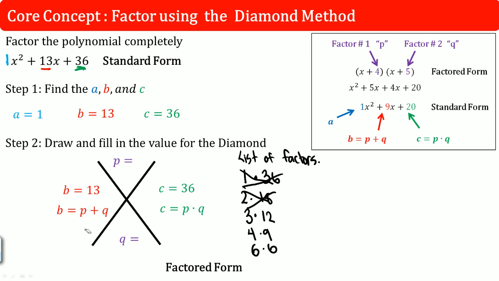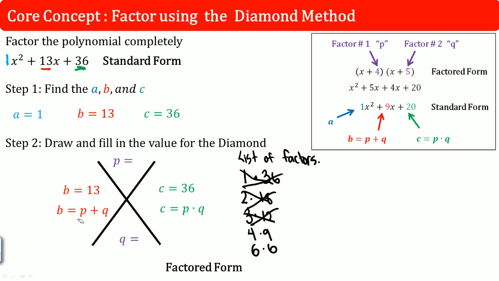Then we go to 3 times 12. 3 times 12 gets you 36, so that works. Let's try it here. 3 plus 12 gets us 15. Does that work? No. So this one is out.